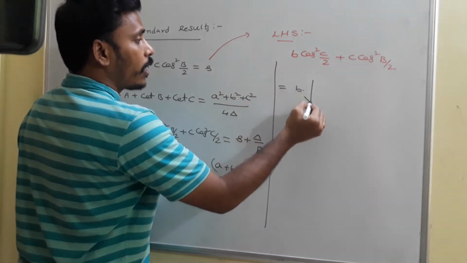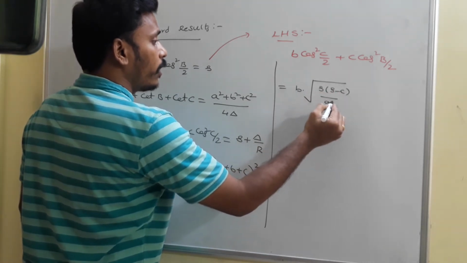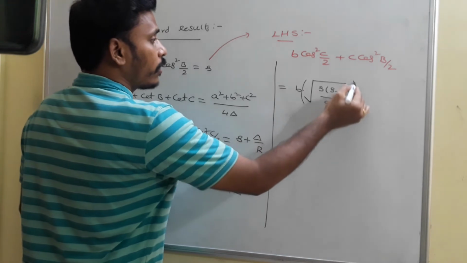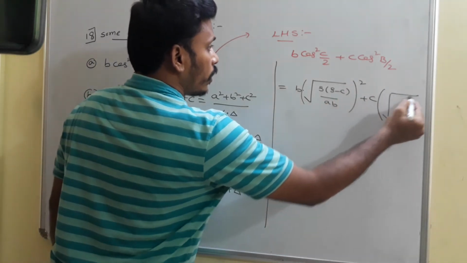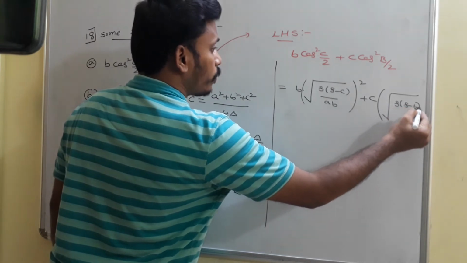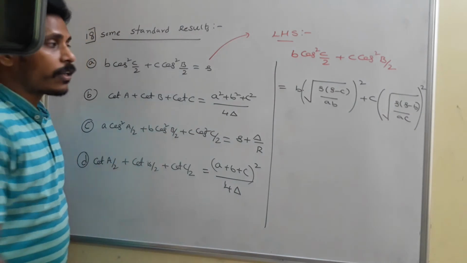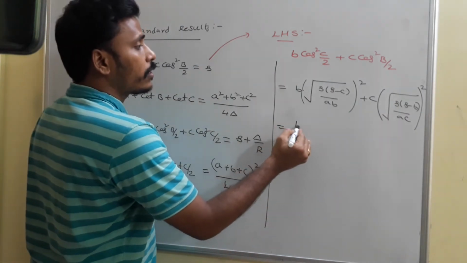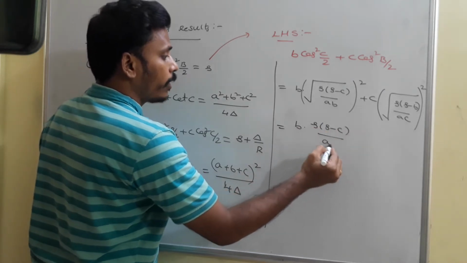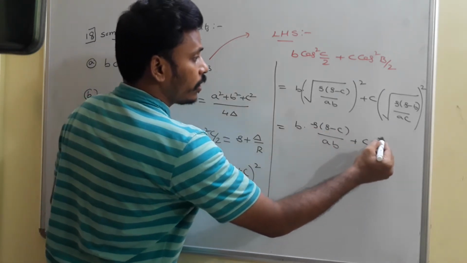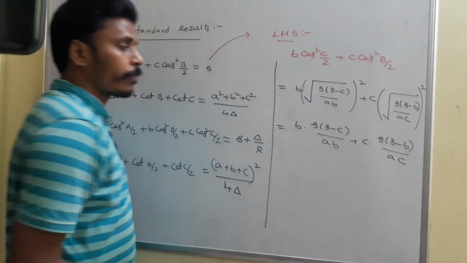b into cos c by 2 means root of s into (s minus c) by ab, and its square is there, so take its whole square, plus c into root of s into (s minus b) by ac, and its square. Further on simplification, what will happen? This equals b into s into (s minus c) by ab plus c into s into (s minus b) by ac. Is it clear?